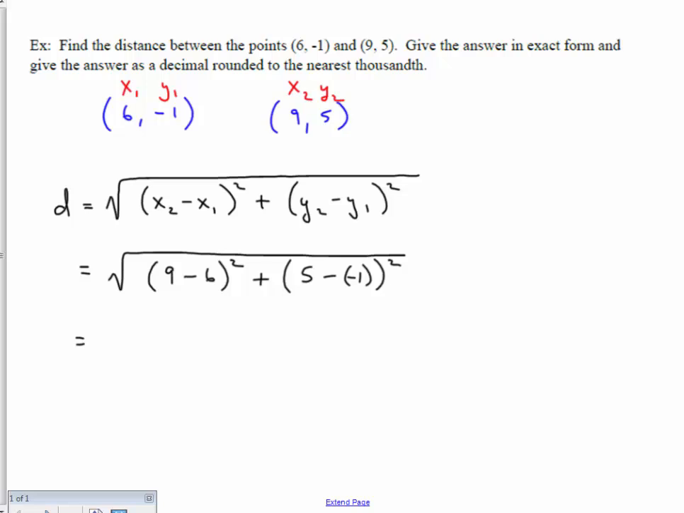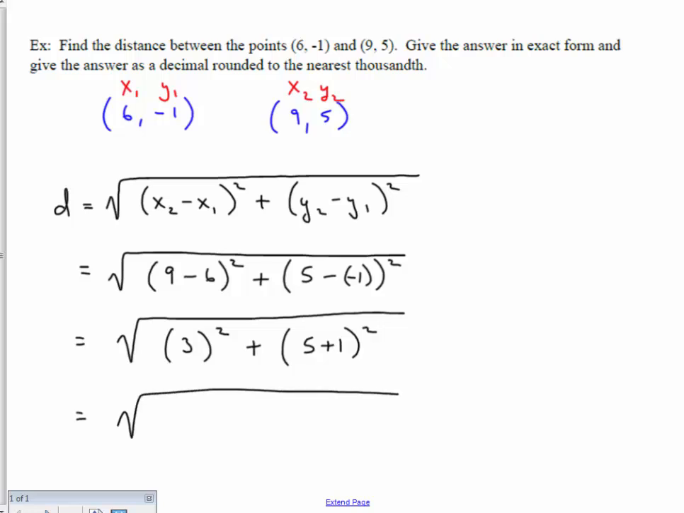From this point, simplify the values that you're subtracting. 9 minus 6 would result in 3. Keep the square. 5 minus negative 1 is really the same thing as 5 plus 1, squared.